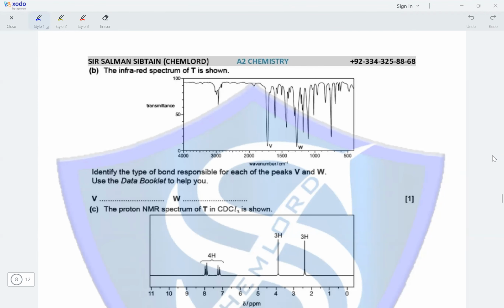The infrared spectrum of T is shown and they've labelled two peaks, V and W. W is around 1300, so this should be C single bond O, and V is a little over 1700, so this should be C double bond O. Identify the type of bond responsible for each of the peaks V and W. Use the data book to help you. V is C double bond O, W is C single bond O, as identified already.